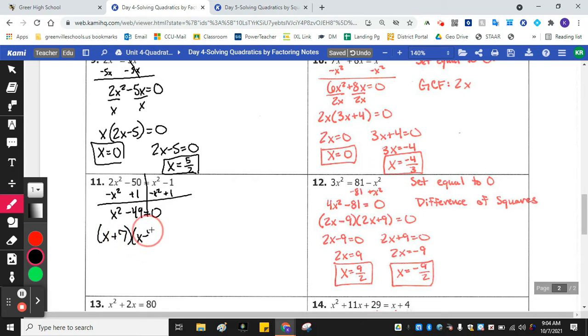X plus 7, x minus 7 equals 0. X plus 7 equals 0. X equals negative 7. X minus 7 equals 0. X equals 7.